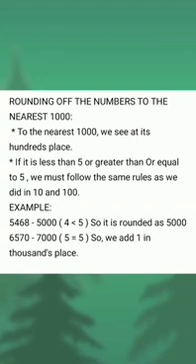See 5468. So it is rounded as 5000. 6570. So it is rounded as 7000. Here we add 1 in the 1000 place. 5 is equal to 5.